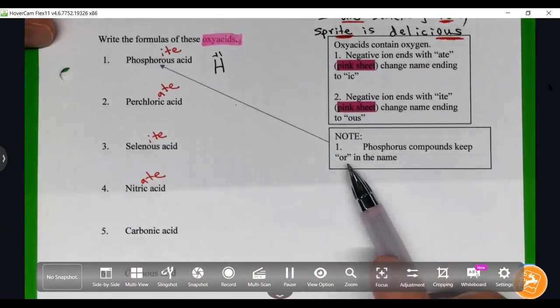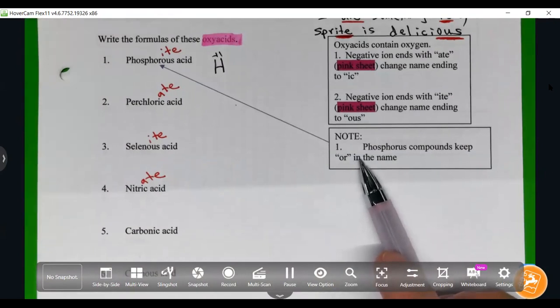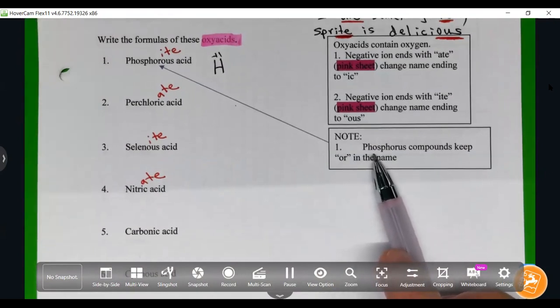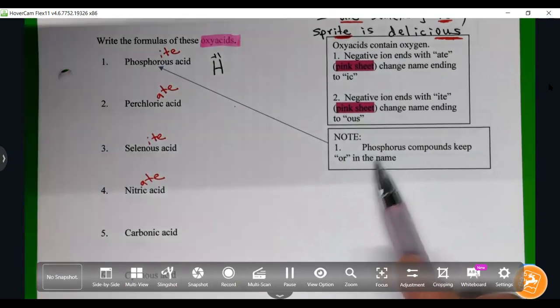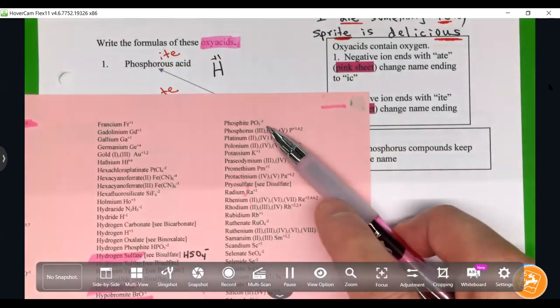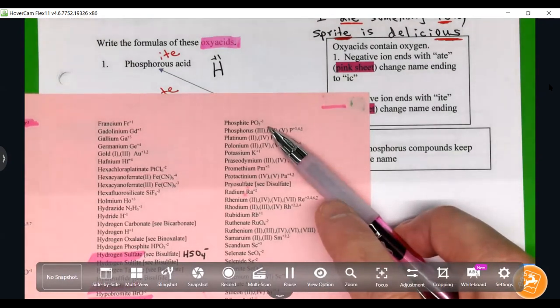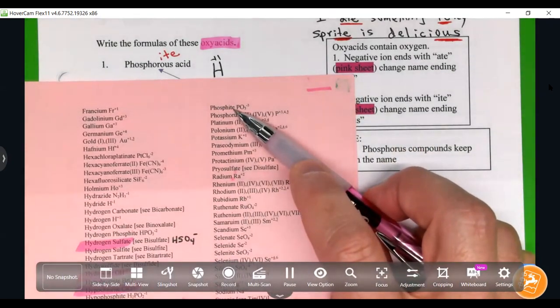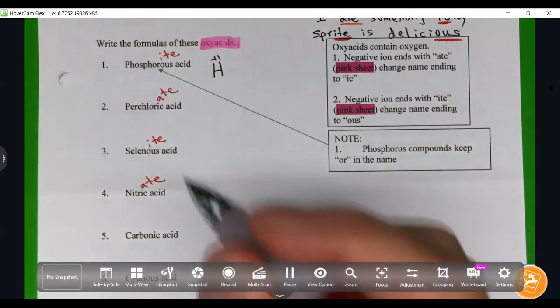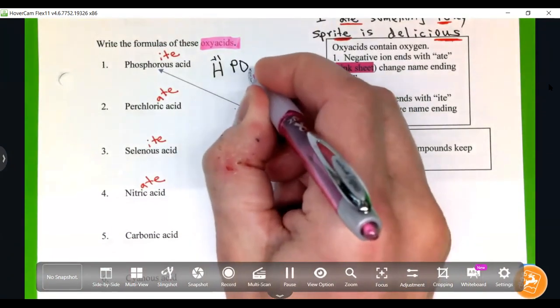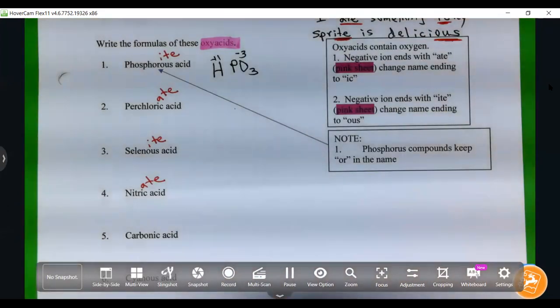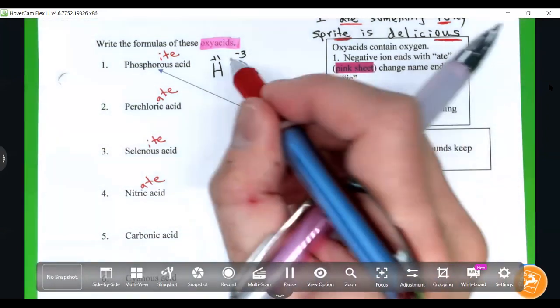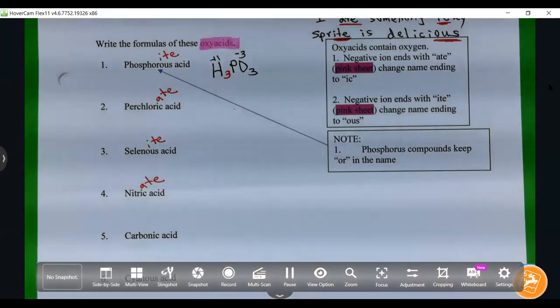Phosphorus compounds, the OR is in there. So on our pink sheet now, top up here, phosphite. So if this ends in OUS, we're looking for ITE on our pink sheet, and this is the closest thing we're going to find. So this is the same as hydrogen phosphite, which is PO3 negative 3. So we're going to end up with H3PO3.